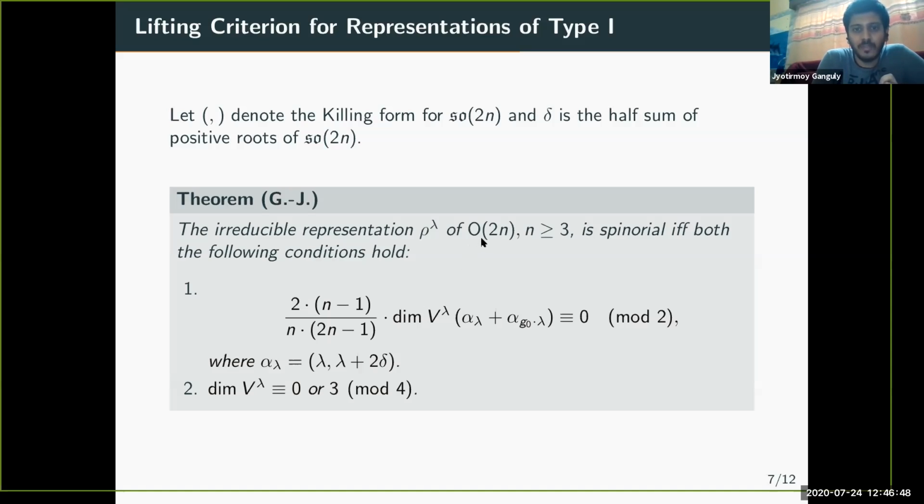So for that we just need to think about what is the criterion for the representation pi lambda restricted to C2 to be spinorial, and that happens to be this: the dimension of the representation of SO2n should be 0 or 3 mod 4. Okay.